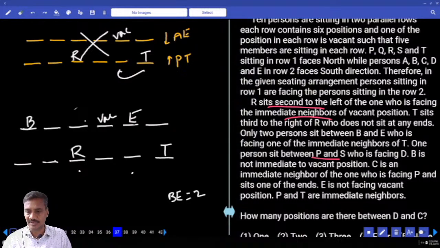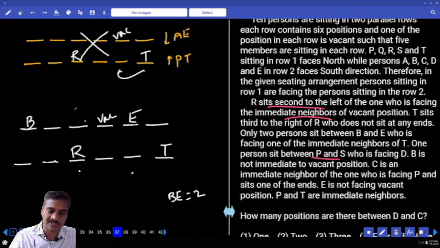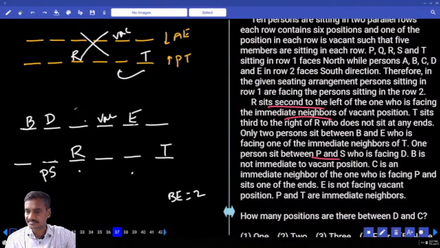1 person between P and S is facing D. Now in between P and S, 1 person is facing D. When between P and S, 1 person is facing D, D must be here. If D is here, P and S must be here. And next one: B is not immediate to a vacant position.